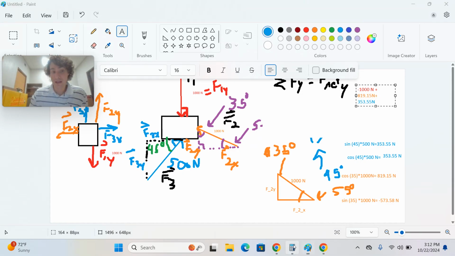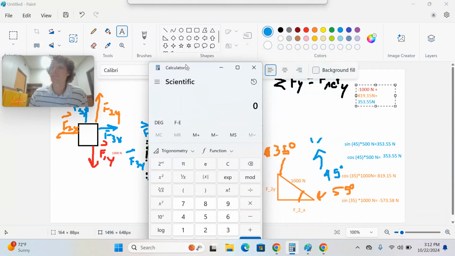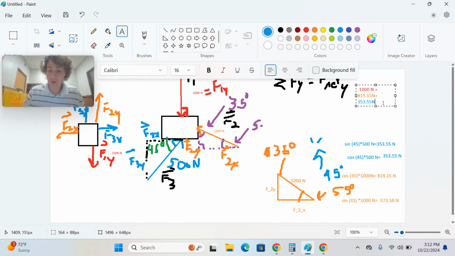And we plug them in a calculator, because I'm not doing mental math like that, because that's a lot of work. Not a lot of work, just annoying, right? What do we got then? Negative 1,000 plus 819.15 plus 353.55. And we get positive 172.7. Very important, positive or negative. In this case, positive, which means this thing is going up. Okay, that's good. So I can take that and say equals positive 172.7, I believe, right, newtons. Am I right? I think.